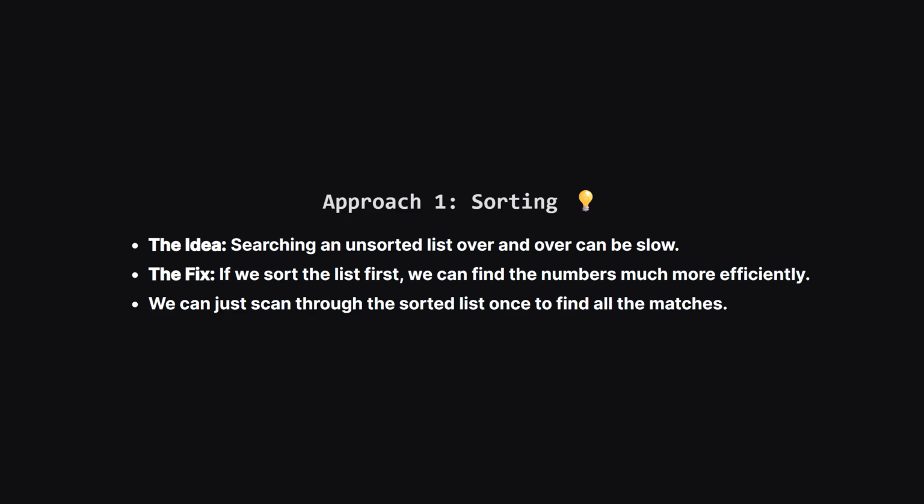Take a number, scan the whole list, and if we find it, double it and repeat. But scanning the whole list every single time feels a bit inefficient, right? A better way is to sort the list first. Once the numbers are in order, we don't have to jump all over the place. We can just walk through the sorted list one time, checking for our number as we go.